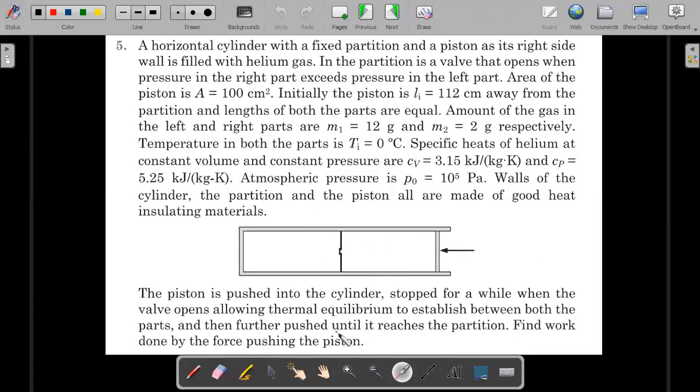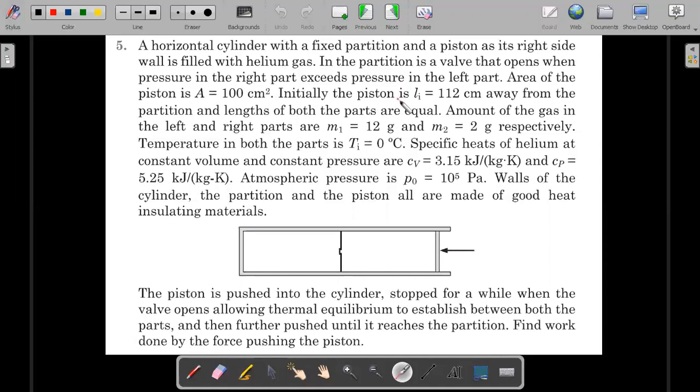Find the work done by the force pushing the piston. That means the external agent, whoever is pushing the piston, you're supposed to find the work done by him. If any JEE Advanced paper setter wants to convert this question, you can't give it as one question. It should be maybe 3 stages, say a 3-part comprehension or a 3-part match the following or something of that sort.